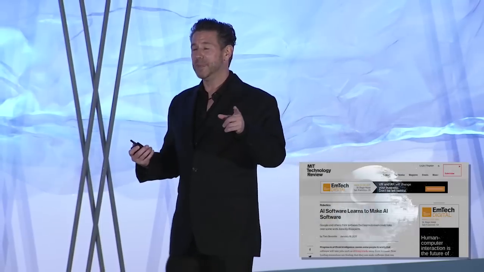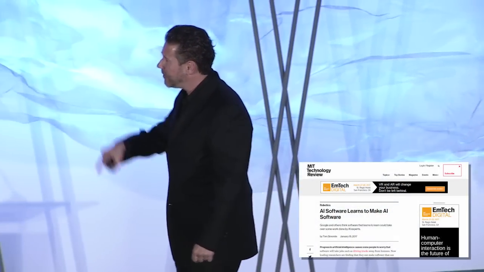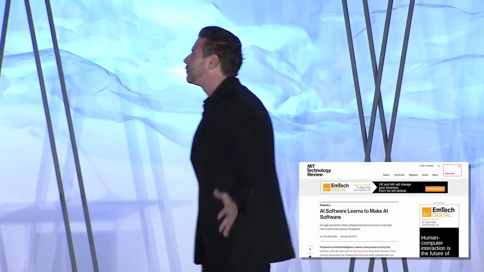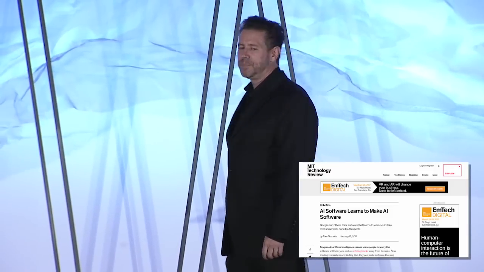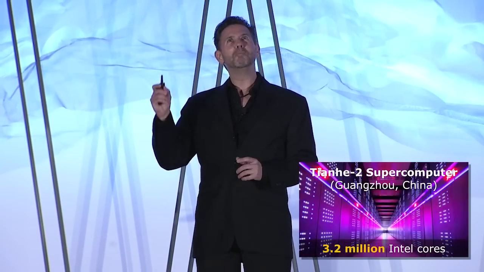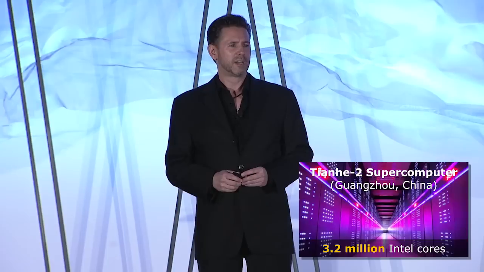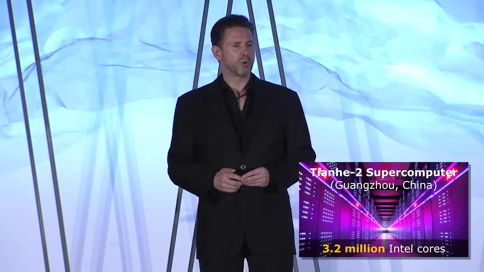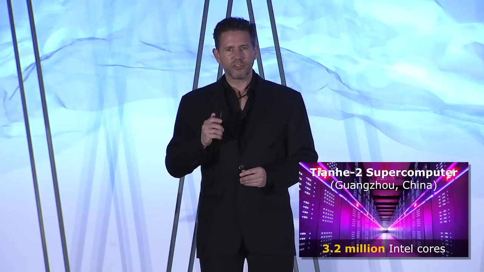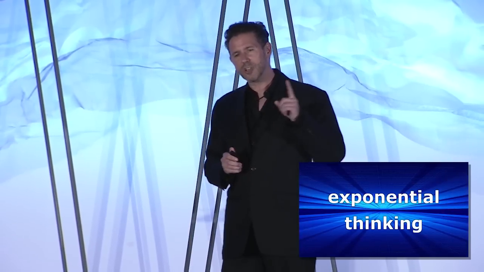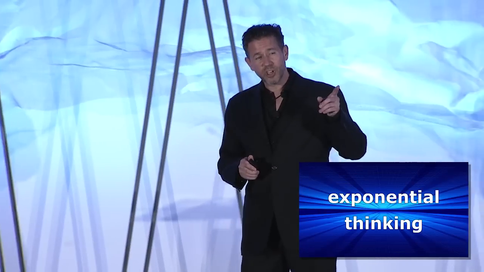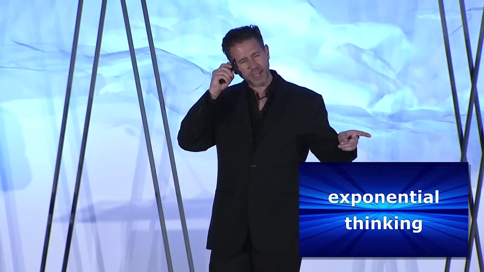I mean, there's a lot of talk about these dystopian futures, but seriously, how crazy does it get? MIT, and AI software learns to make AI software. Fastest supercomputer in the world today is in China, running 3.2 million Intel cores. Guys, we have to train ourselves. As leaders, as individuals, you're leading your team, you're heading your client discussions, you're planning what discussions need to take place in the future. We have to think exponentially.